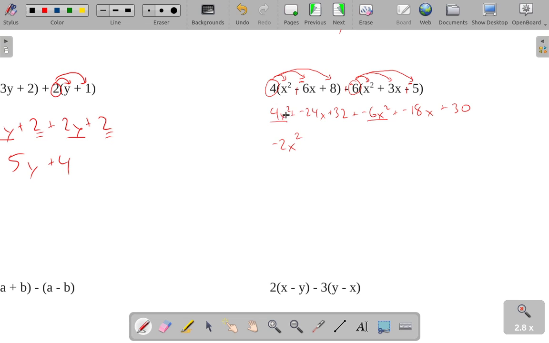And we keep the x squared the same, because that's our variable part. Alright, we have -24x and -18x. I can combine those two terms. -24 plus -18. Well, 24 plus 18 is, what, 42? Yeah, 42. So we get negative 42x because they were both negative. And I keep the variable part the same. And then I can combine the two constants, 32 plus 30, which is 62.